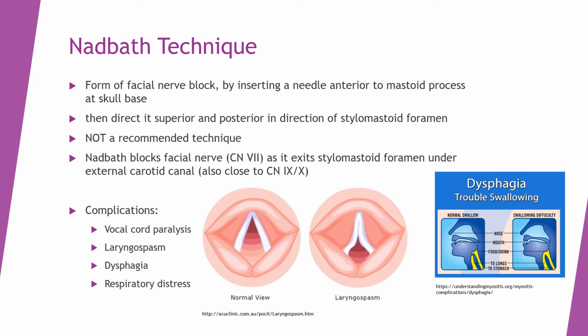The complications that can arise from this technique is related to the anatomic effects of the cranial nerves 9, the glossopharyngeal nerve, and 10, the vagus nerve. The specific complications are vocal cord paralysis, laryngospasm, and dysphagia, as well as respiratory distress.